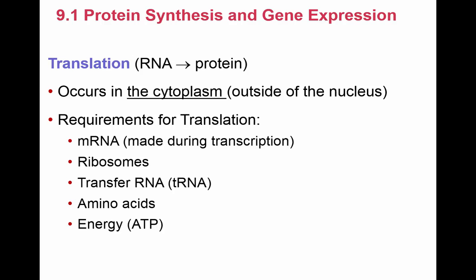Now, in order for translation to occur, there are several things that you have to have. First off, you've got to have the messenger, which was just made in transcription. Remember, it's important because it carries the instructions. You have to have ribosomes because remember they're the protein factories. But then you also need transfer RNA, which is a different type of RNA we'll look at in just a second. You need amino acids because they're the building blocks of proteins. And then of course you're going to need energy to power this whole thing.